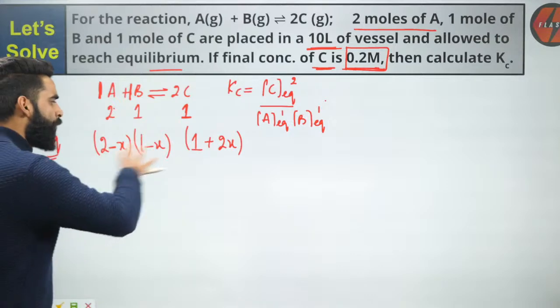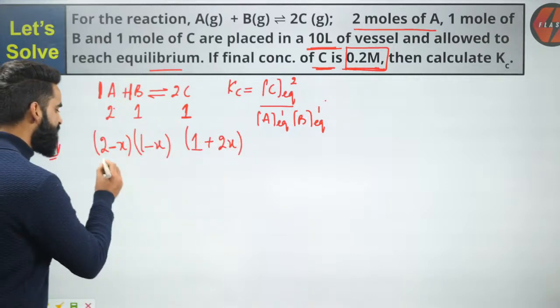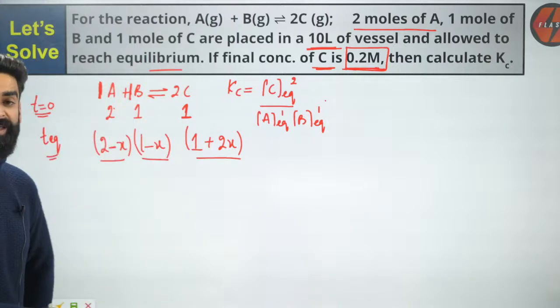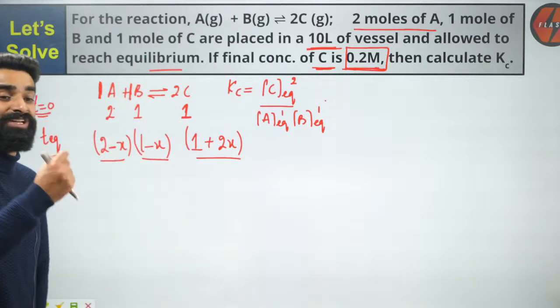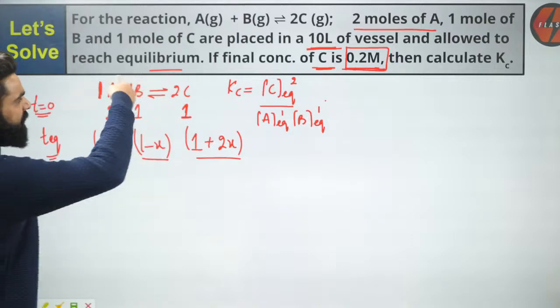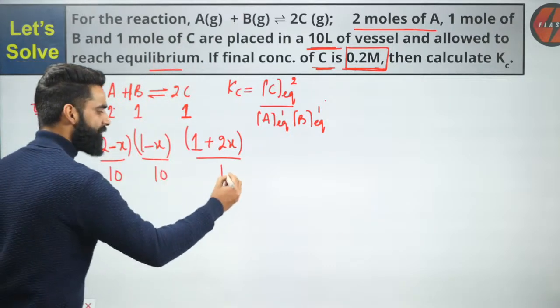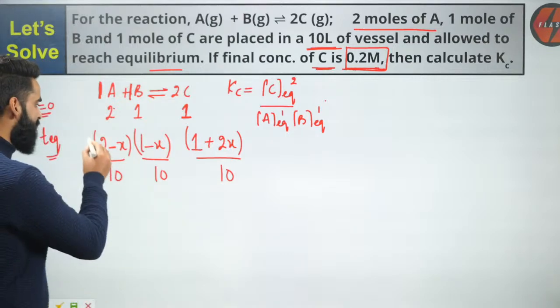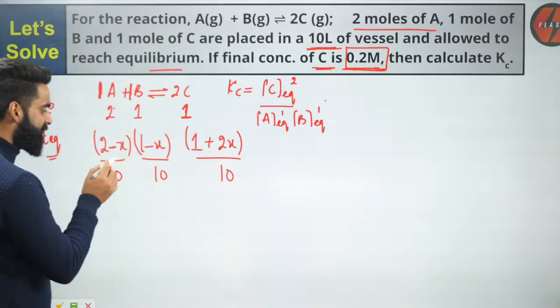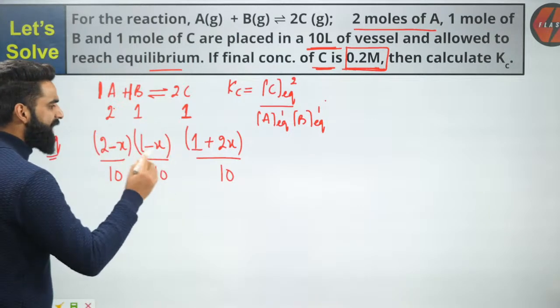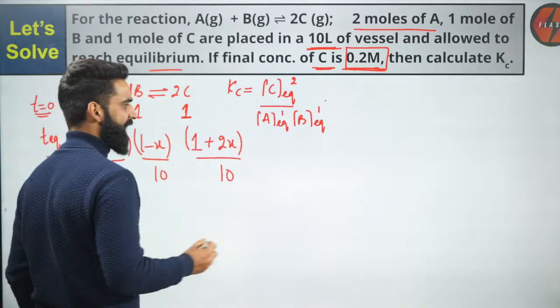Since I got the moles at equilibrium, first of all I'll be dividing all these moles by the volume of the container. I'll be getting the concentration of each reactant and product at equilibrium. What is the total volume in which the reaction is happening? 10 liters. I'm dividing everything by 10 right here. This term gives me 2 minus X divided by 10, the concentration of A at equilibrium. This is the concentration of B at equilibrium, and this is the concentration of C at equilibrium.